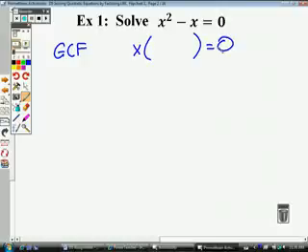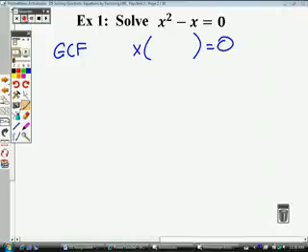And I want you to try to fill in the parentheses right there. Yeah, x minus 1. Okay, now I'm almost done with this problem. I've got it factored, and here's how we're going to find out what x is.